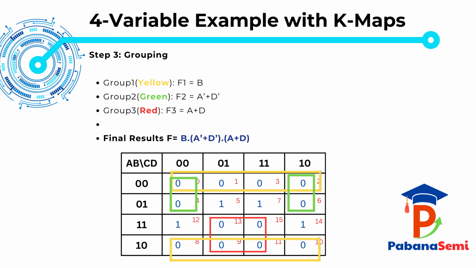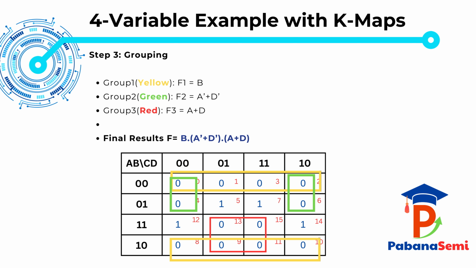Group 3, red. Now look at Group 3, highlighted in red. From this red grouping, the constants a, d prime map to the sum term. f3 equals a plus d. Final POS result. Since this is POS simplification, we multiply the group terms. Phi equals f1 times f2. Substituting the results, phi equals b times a times d.